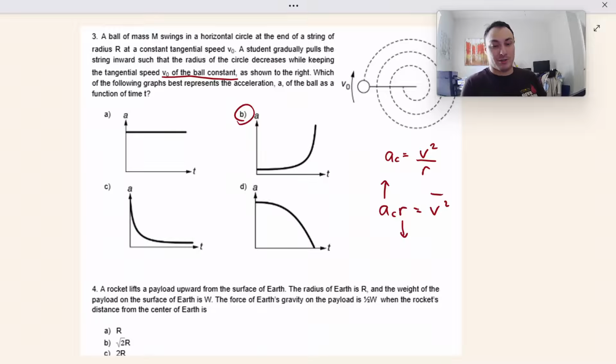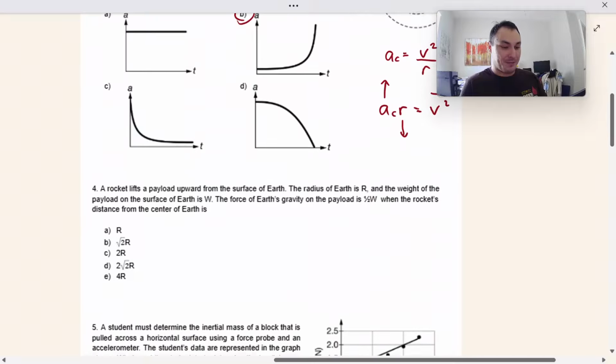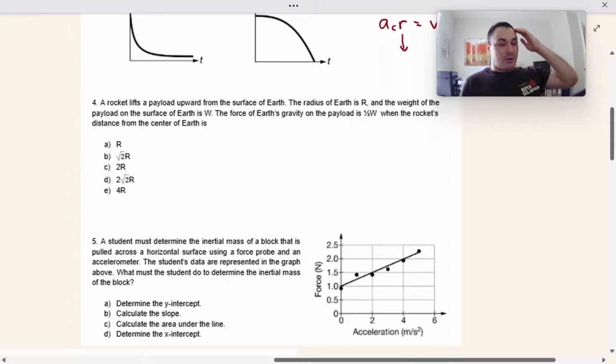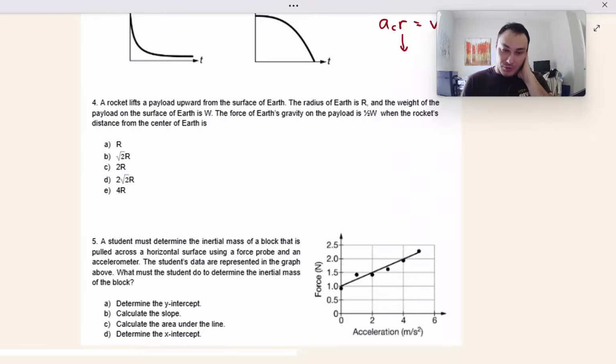However, we do know that acceleration has to increase, so the answer is B. Question 4. A rocket lifts a payload upward from the surface of the Earth. The radius of the Earth is r, the weight of the payload on the surface is w. The force of the Earth's gravity on the payload is 1/2 w when the rocket is what distance away from the Earth.